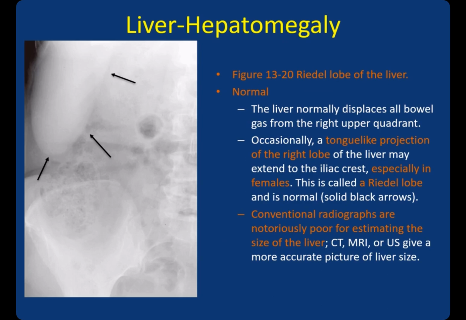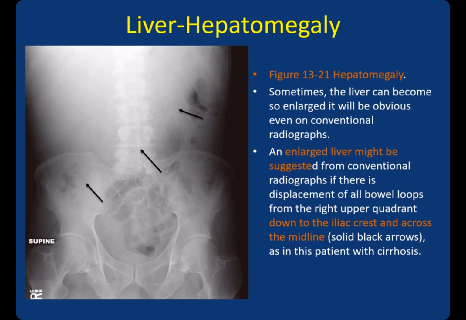The liver normally displaces bowel gas from the right upper quadrant. Occasionally, a tongue-like projection of the right lobe of the liver may extend to the iliac crest, especially in females. This is called a Riedel lobe and is normal. Conventional radiographs are notoriously poor for estimating the size of the liver. CT, MRI, or ultrasound give a more accurate picture of liver size. The enlargement of the liver is named hepatomegaly. Sometimes the liver can become so enlarged it will be obvious even on conventional radiograph.